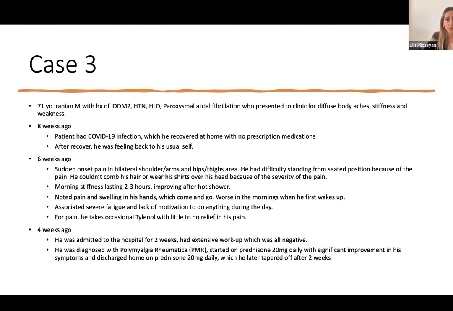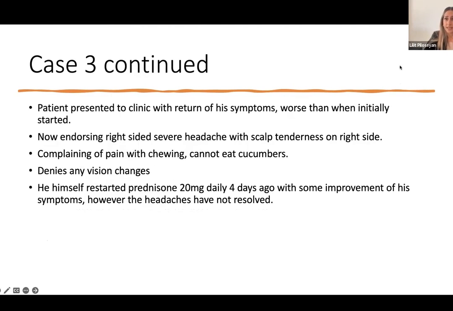However, it was tapered off very quickly after 2 weeks. And with PMR, we know we don't taper prednisone off that quickly, or else we get a relapse of the disease. So sure enough, this poor gentleman presents to clinic with return of his symptoms, worse than when they initially started. Now, however, a new symptom has also started. He has a severe right-sided headache and scalp tenderness on the right side. He's complaining of pain with chewing, cannot eat his cucumbers, and denies any vision changes. He himself restarted the prednisone 20 four days ago with some improvement. However, his headaches have not resolved.